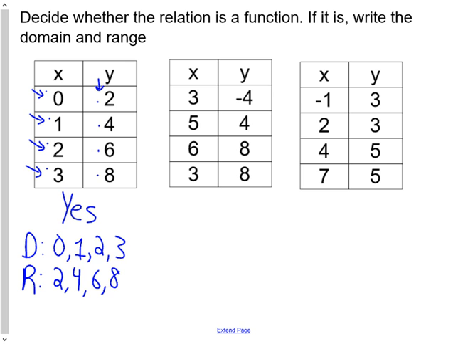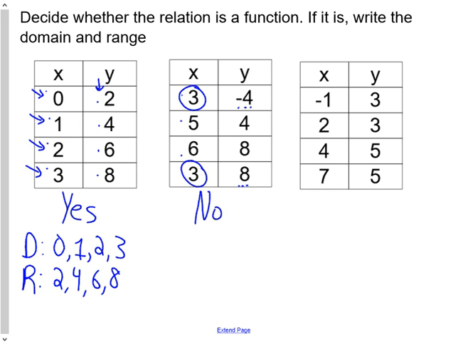Next one, x is 3, 5, 6, and up. We've got an alarm going off. I've got two 3s, and because our y values are different, this is not a function. So that's a no, and that problem is done.